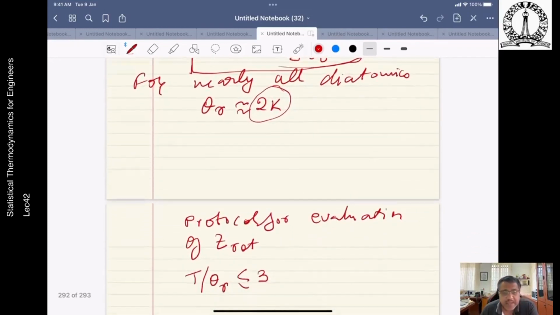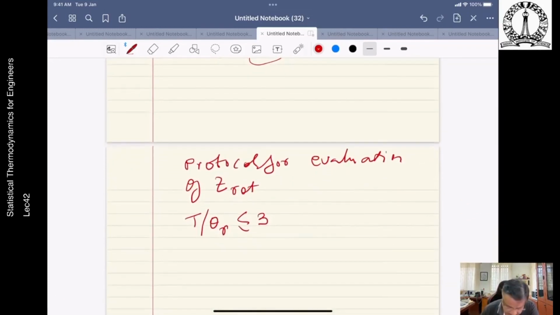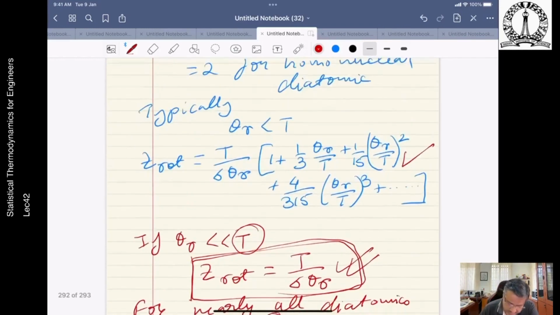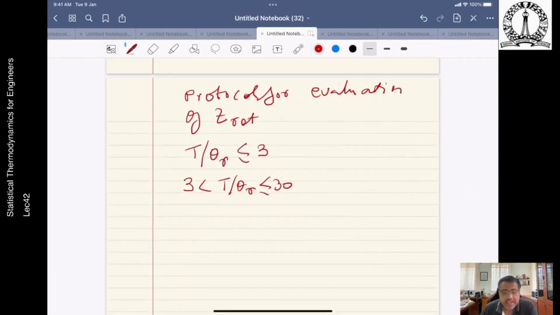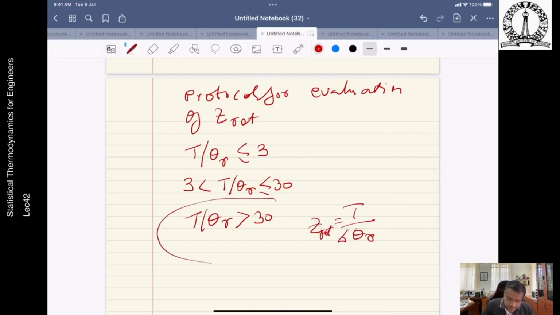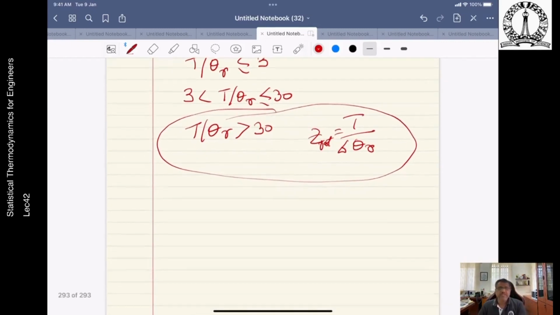If, on the other hand, 3 is less than T by theta r, which is less than or equal to 30, then we use this expression. Lastly, if T by theta r is greater than 30, then we use the last equation, which is T by sigma theta r. That will be your Z rotation. So there are varieties of ways in which you can do it. The most common scenarios correspond to this, because this is where most of the diatomics actually lie.